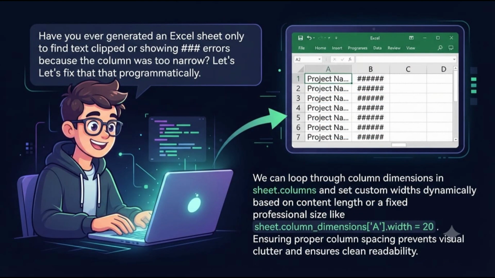Have you ever generated an Excel sheet only to find text clipped or showing # errors because the column was too narrow? Let's fix that. Programmatically, we can loop through column dimensions in sheet.columns and set custom widths dynamically based on content length or a fixed professional size like sheet.column_dimensions["A"].width equals 20. Ensuring proper column spacing prevents visual clutter and ensures clean readability.